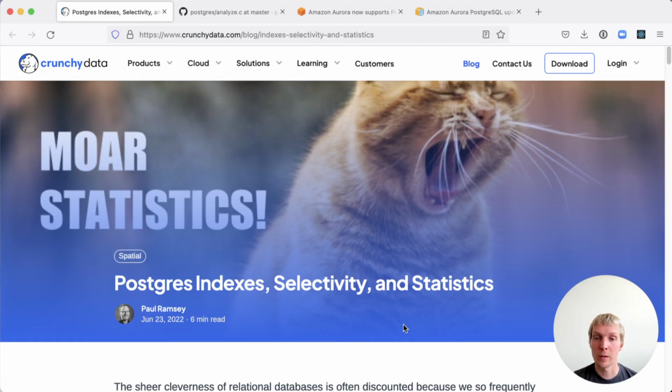My name is Lucas and today we're going to talk about Postgres indexes, selectivity, and using Postgres statistics. In this blog post by Paul Ramsey from the Crunchy Data team, he talks about making use of statistics and selectivity in Postgres to optimize your indexes. And he includes some specific notes on spatial indexes as well.